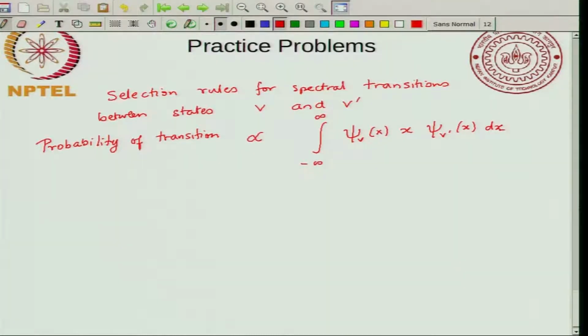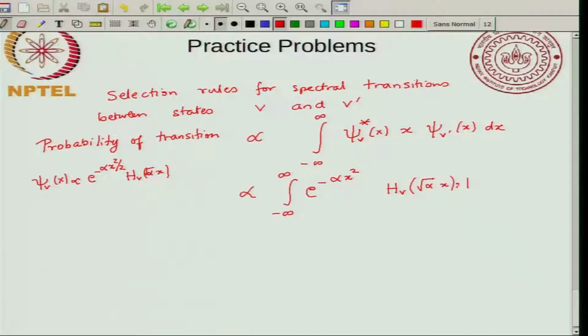Okay, and if you remember the expression for psi v, you had exactly an integral factor. So you have e to the minus alpha x square by 2, and you have another e to the minus alpha x square by 2. Psi v, I should put a complex conjugate here. We had the expression psi v of x proportional to e to the minus alpha x square by 2 times some Hermite polynomial H v of square root of alpha x. Now when you substitute that, you get one e to the minus alpha x square by 2 from psi v star, and one from psi v prime. So you get e to the minus alpha x square. Then you have H v of square root of alpha x, H v prime of square root of alpha x dx.